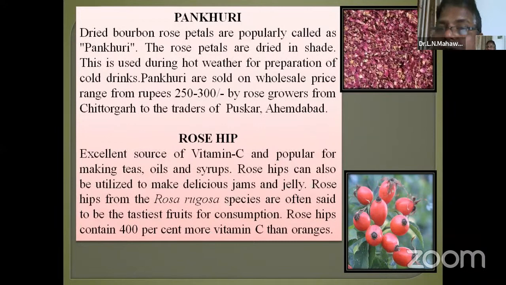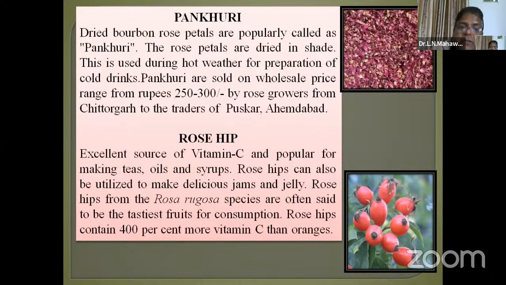Then Pankhudi. Dried Bourbon rose petals are called Pankhudi, and the rose petals are dried in shade. So besides rose Gulkand, we are also working with the Pankhudi here, and the rose petals are dried in shade, and this is used during hot weather for the preparation of cold drinks. Pankhudi is sold at a wholesale price ranging from ₹250 to 300 by the rose growers from Chittorgarh to the traders of Pushkar and Ahmedabad and other states.